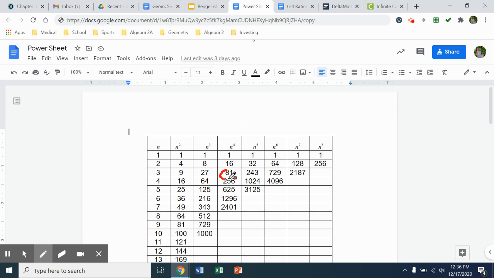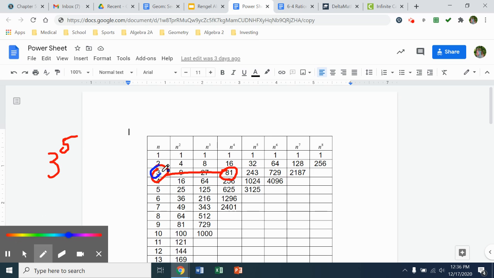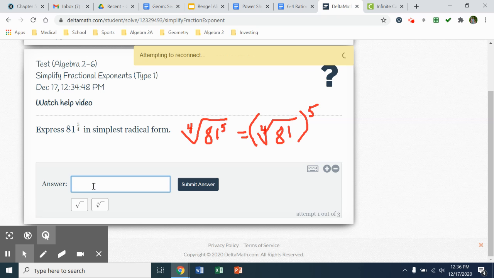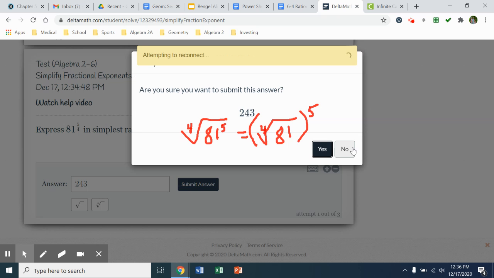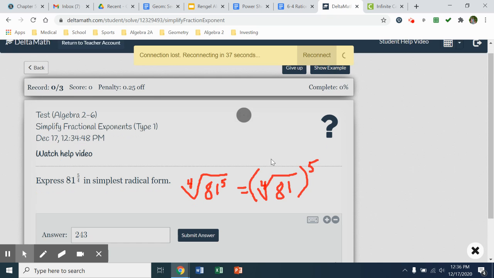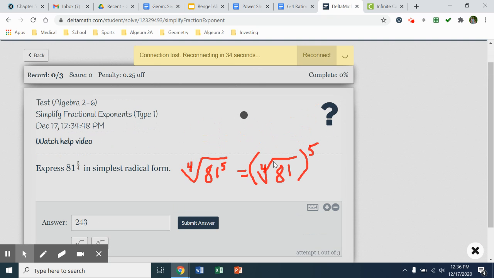So the 4th root of 81, here's 81. The 4th root of 81 is 3. So now I've got 3, and then I'm going to raise that 3 to the 5th power. So I'm going to go back into my column of 3, raise that to the 5th power, which is going to bring me to here, 243. So that would be my final result. Doesn't look like Delta Math's going to let me do that right now. We'll see if it allows me to put that in, 243. Doesn't seem like it's going to let me.